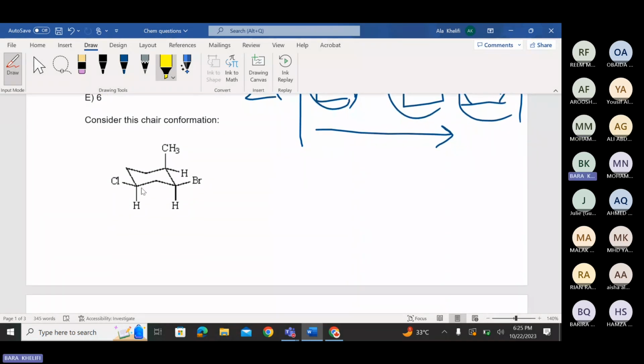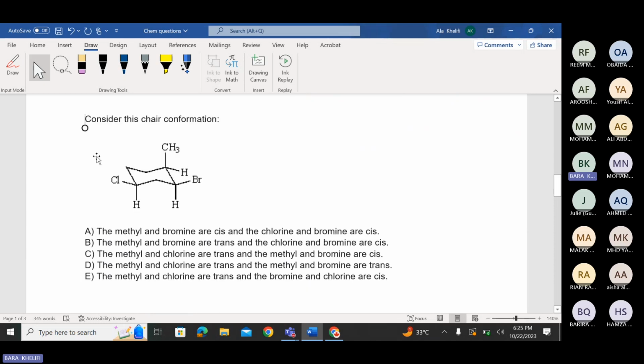Consider this chair conformation. Which of the following is correct? The methyl and bromine are cis, and the chlorine and bromine are cis; or the methyl and bromine are trans and the chlorine and bromine are cis; or the methyl and bromine are trans and the methyl and bromine are cis; or the methyl and the chlorine are trans and the methyl and bromine are trans; or the methyl and chlorine are trans and the bromine and chlorine are cis.